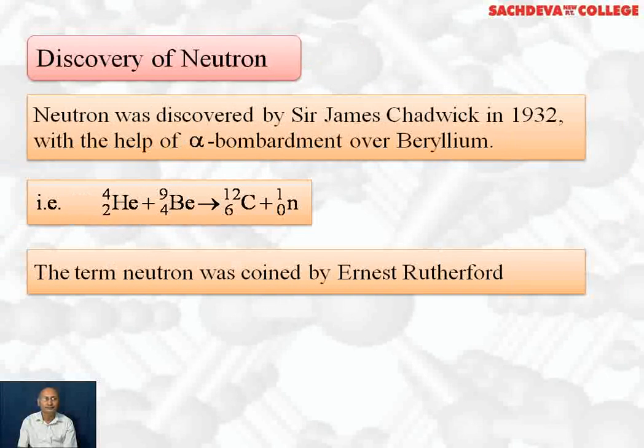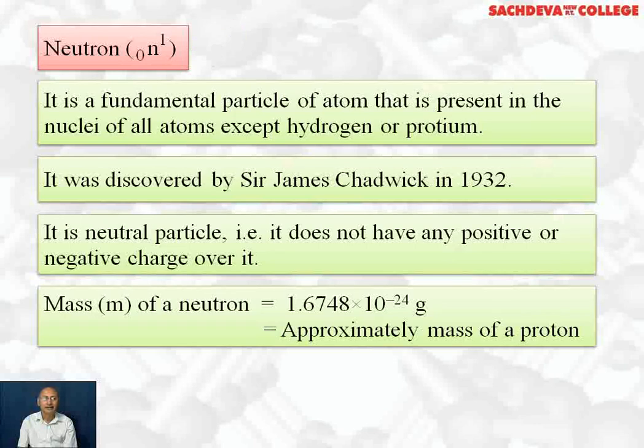Discovery of neutron. Neutron was discovered by Sir James Chadwick in 1932 with the help of alpha bombardment over beryllium. Helium-4 was bombarded on beryllium-9, and we got carbon-12 and a new particle, neutron, was emitted. The term neutron was coined by Ernest Rutherford. Neutron is a fundamental particle of all the atoms that is present in the nuclei of all atoms except hydrogen or protium. It was discovered by Chadwick in 1932.